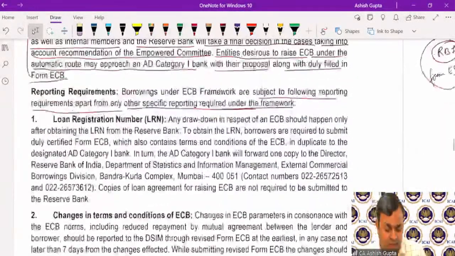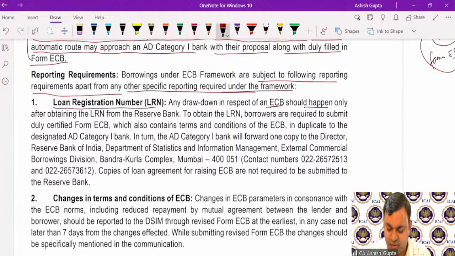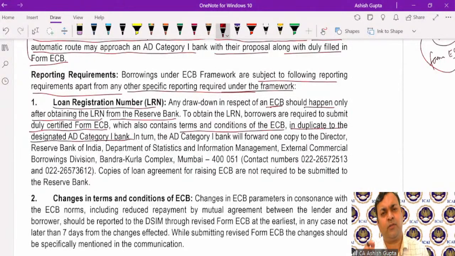First point, what are the requirements of reporting requirement? First is LRN, loan registration number. Any drawdown in respect of an ECB should happen only after obtaining the LRN from the Reserve Bank. To obtain the LRN, the borrower is required to submit a duplicate certified form ECB, which also contains the terms and conditions of the ECB, in duplicate to the designated category 1 bank. For LRN, we need to submit that to AD1.